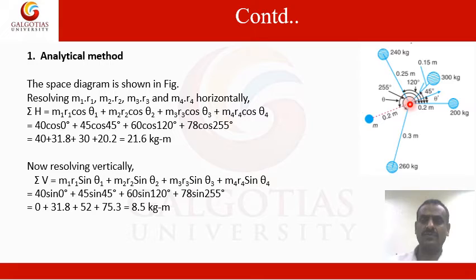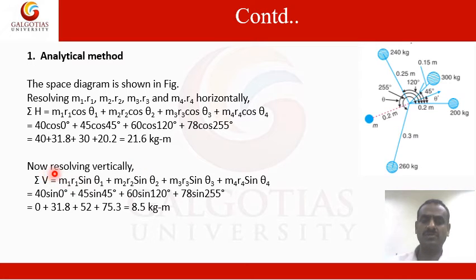The centrifugal forces of all masses are resolved into horizontal components and vertical components. Sigma H, the summation of horizontal components of forces, equals m1 r1 cos theta 1 plus m2 r2 cos theta 2 plus m3 r3 cos theta 3 plus m4 r4 cos theta 4. After substituting the m, r and theta values, we get sigma H equal to 21.6 kg meter. That is, the horizontal component of force equals 21.6 kg meter.